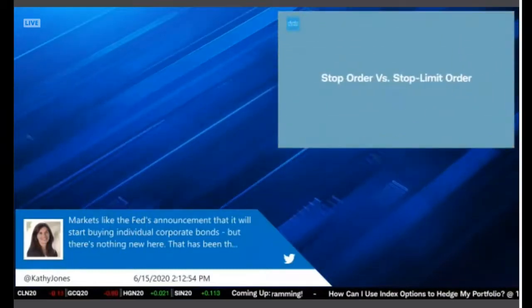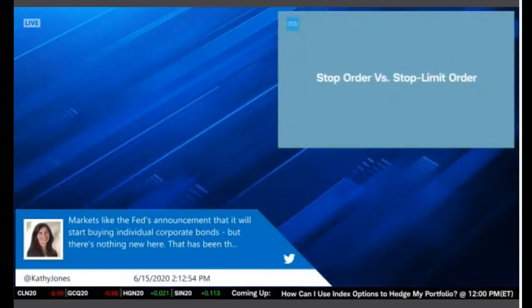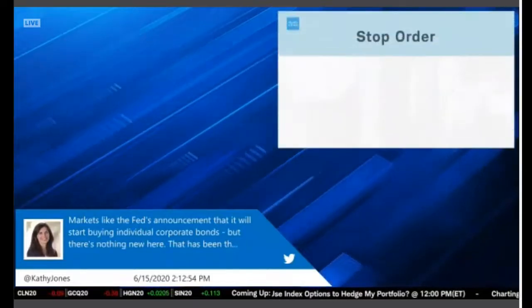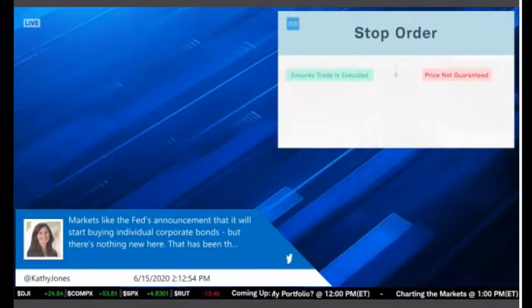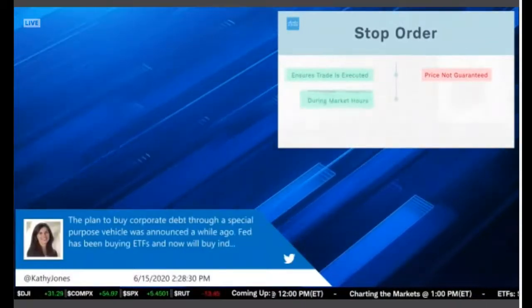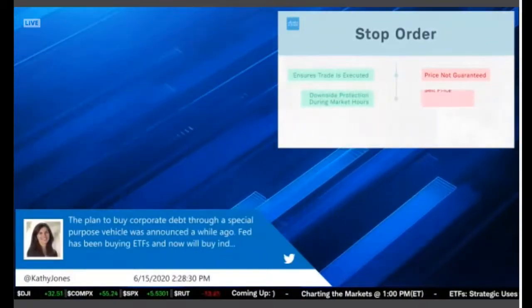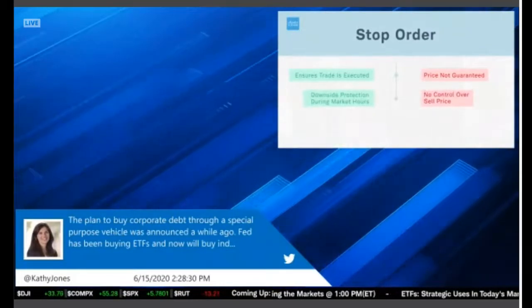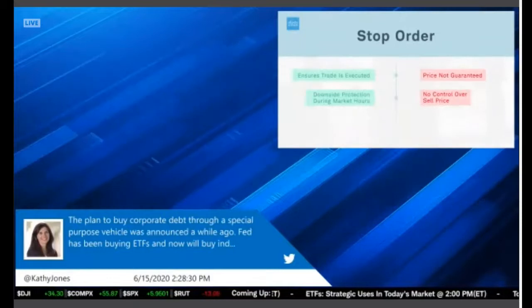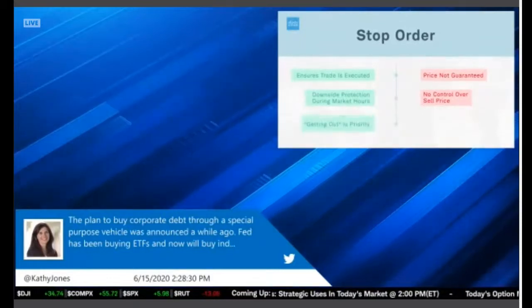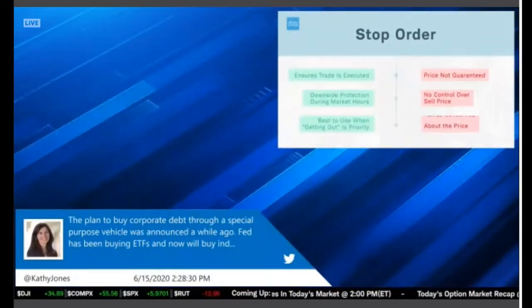So when does it make sense to use a stop versus a stop limit order? A stop order typically ensures that your trade is executed, but it does not guarantee the price. It can provide protection during regular market hours, but in a volatile market, you have no control over the price you'll get, and you may face a larger than anticipated loss. Use a stop order when you are more concerned with getting out of the trade and are not as concerned about the price.